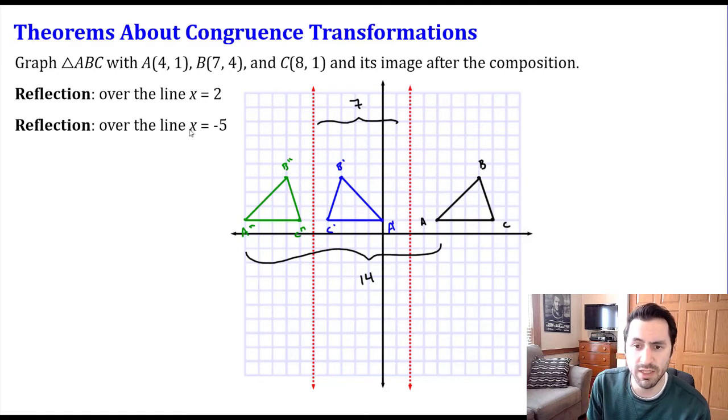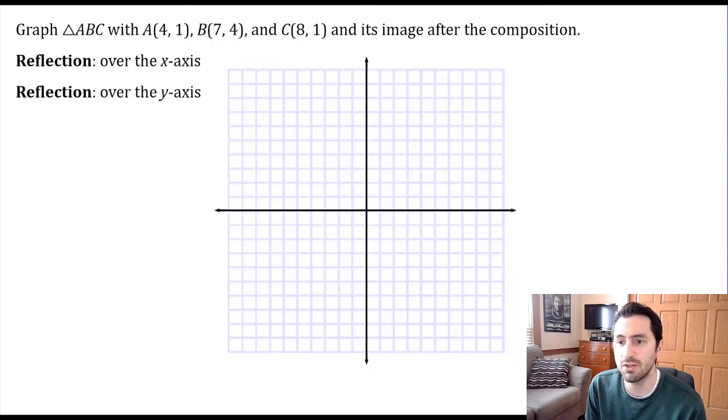Now let's take a look at my second example, and this is going to illustrate the second theorem I want to take a look at. It's the same triangle, and now we're going to do a double reflection, but this time, instead of our lines being parallel, the lines intersect. So I want to do a reflection over the x-axis, and then a second reflection over the y-axis.